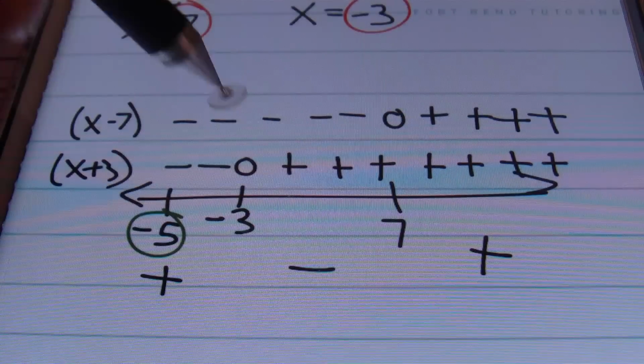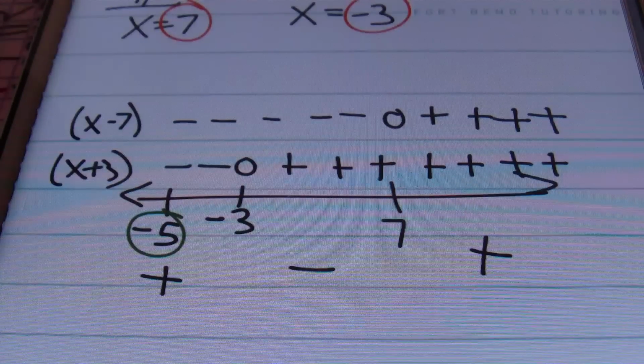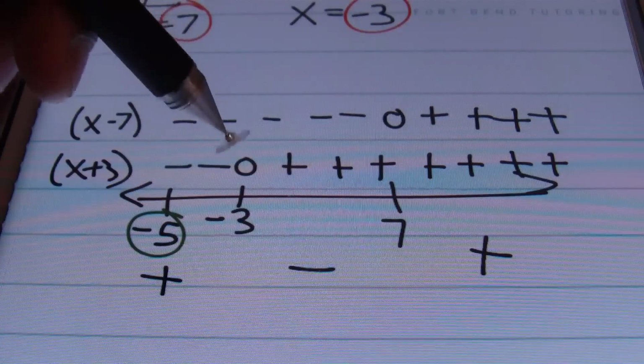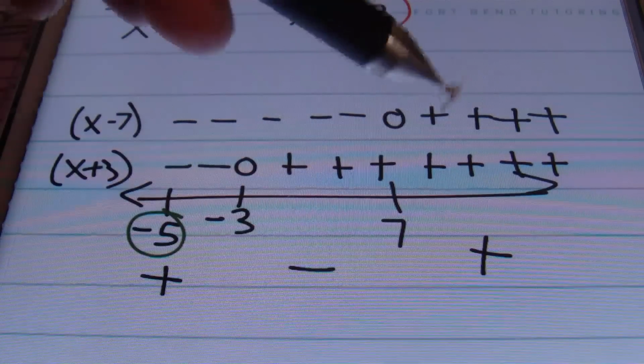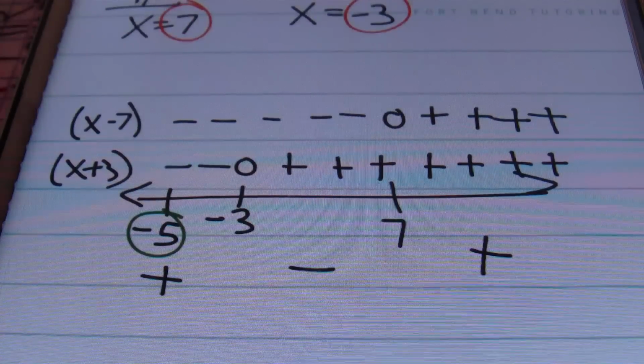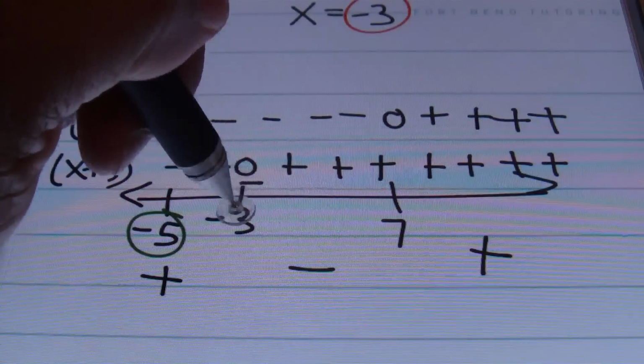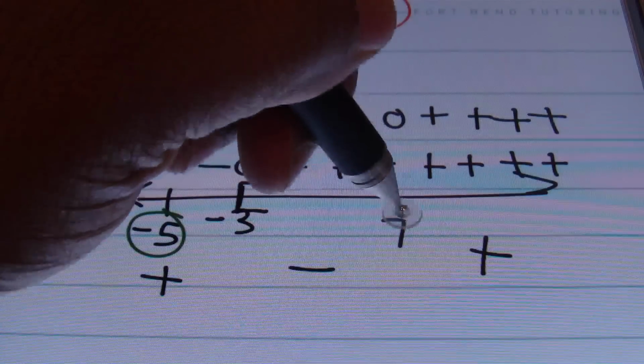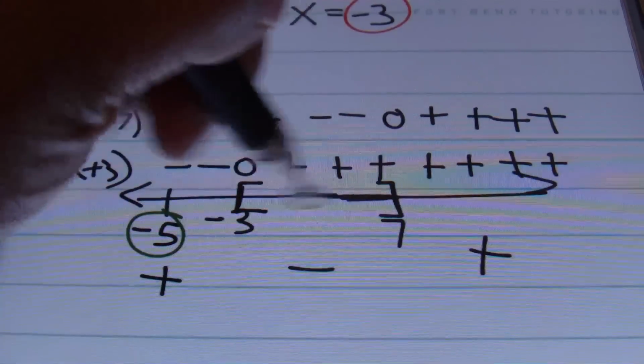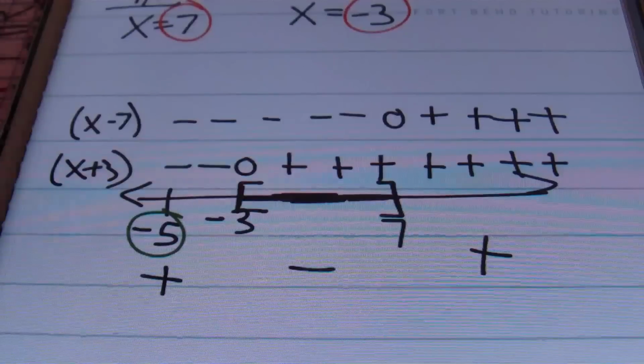I also want values of 0 as part of the solution. I know that 0 will occur when I plug in -3, and I also know that 0 will occur when I plug in +7. So therefore, I end up with a result of -3 to 7 as my solution, ladies and gentlemen. Just like that.